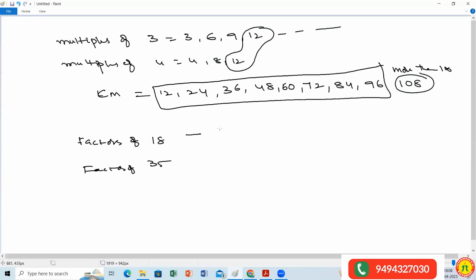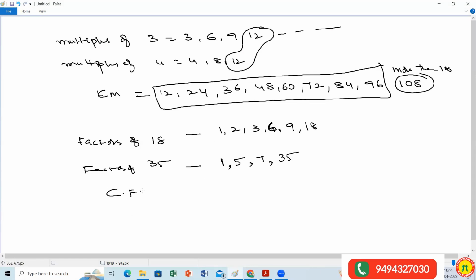Factors of 18, write down, children, all factors: 1, 2, 3, 6, 9, 18. Now coming to 35. What are the factors of 35, children? 1, 5, 7, 35, since 7 fives are 35, right? What are the common factors?